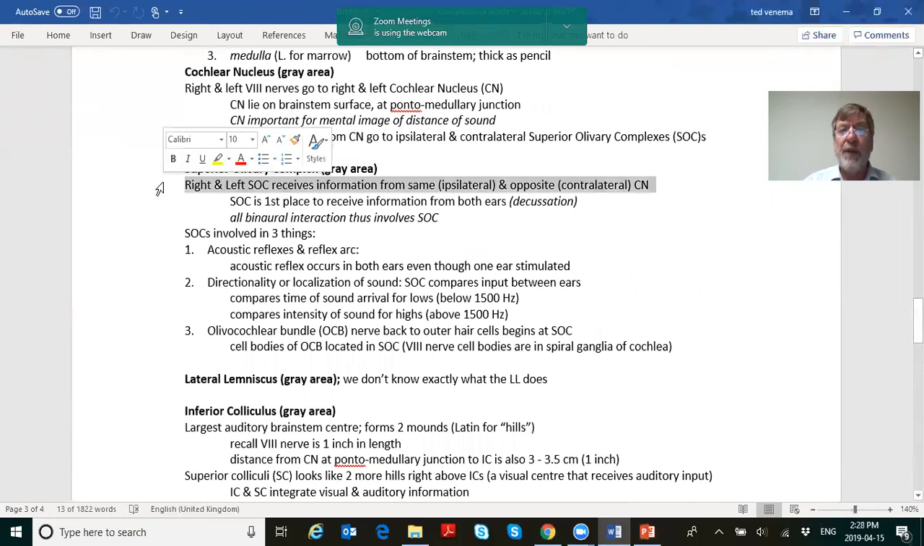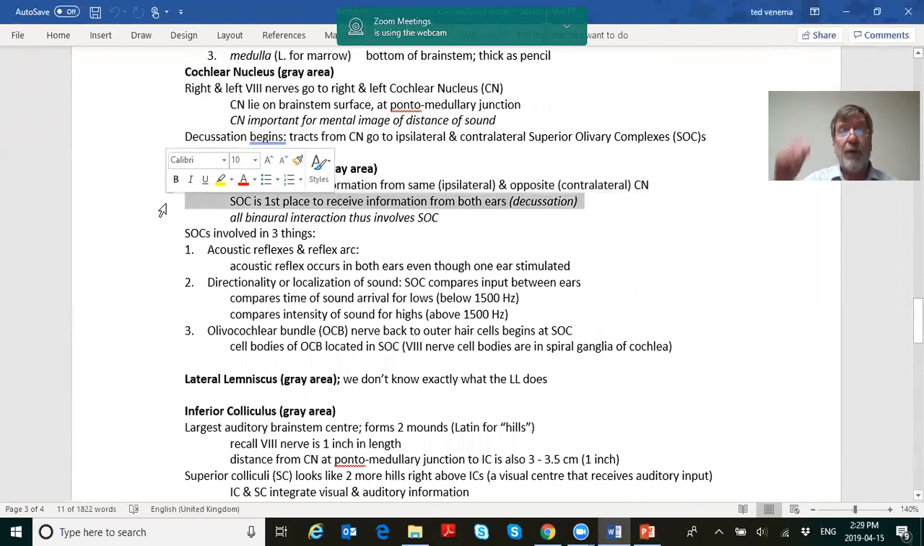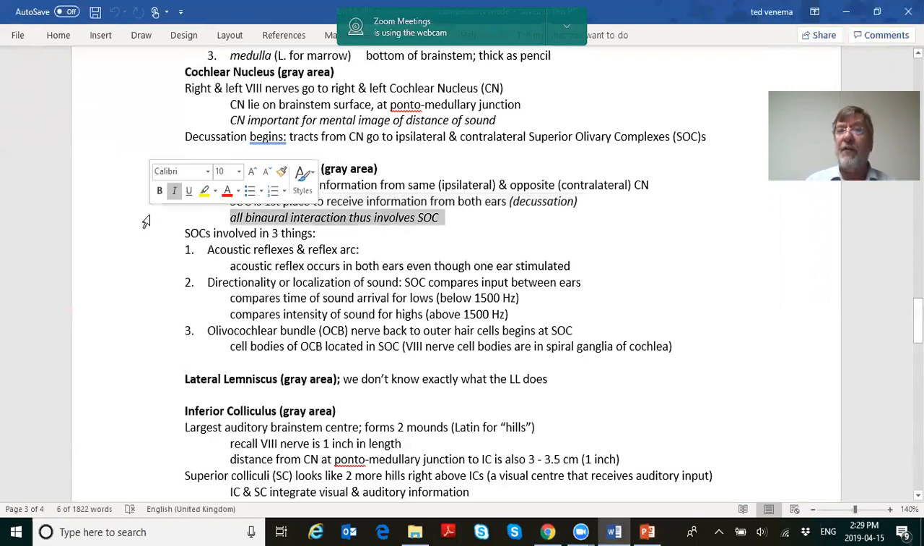Right and left superior olivary complexes receive info from the same and opposite cochlear nuclei. The superior olivary complexes, the pair of them, is the first place to receive information from both ears. So right SOC has info from both ears, and left SOC has info from both ears. All binaural interaction thus involves the superior olivary complex pair of nuclei. The SOCs are involved in 3 things.